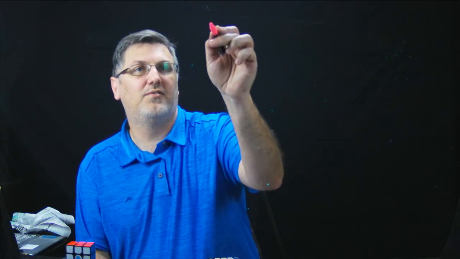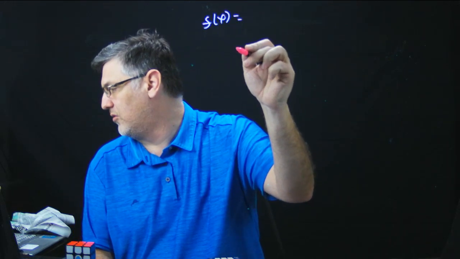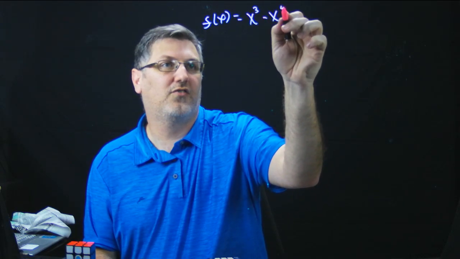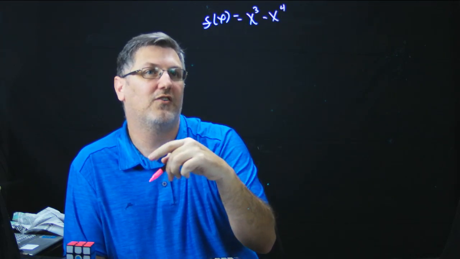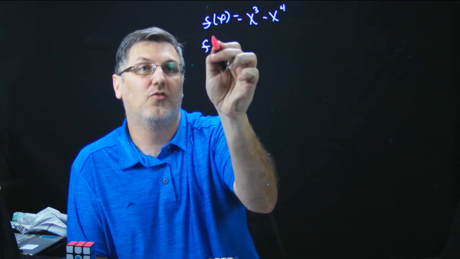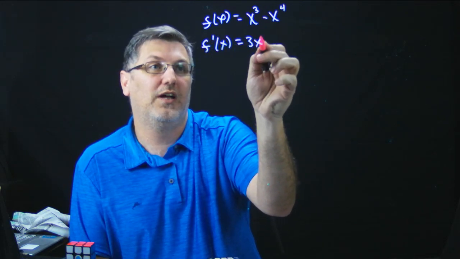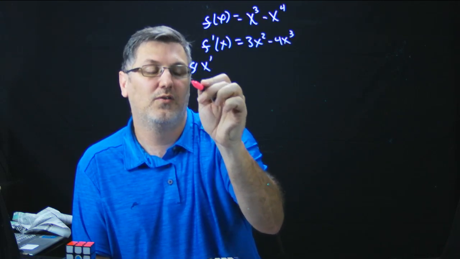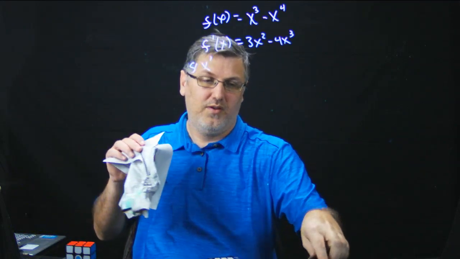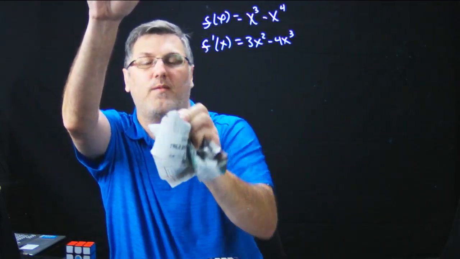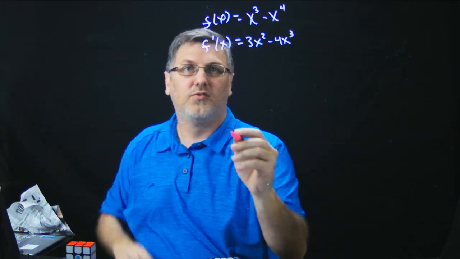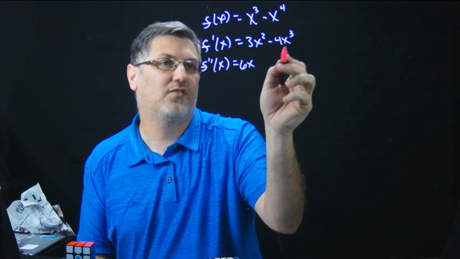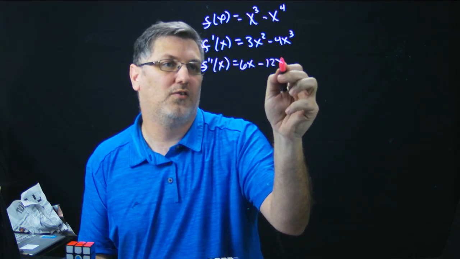So that's the function we have. F of x equals x cubed minus x to the fourth. So we're going to know we need to do the first and second derivative. So I'm just going to do those real quick. So my first derivative is 3x squared minus 4x cubed. And my second derivative is going to be 6x minus 12x squared.